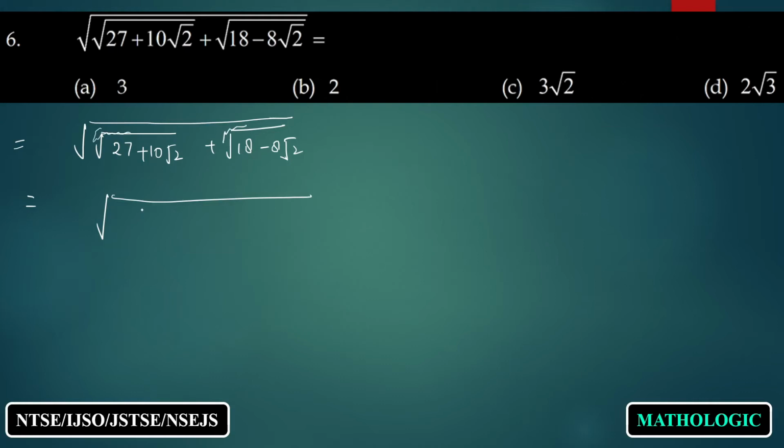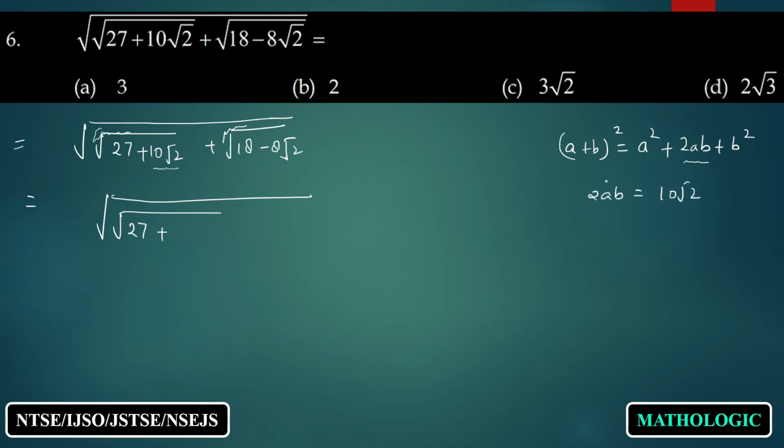We can make a perfect square inside, which means (a plus b) square and (a minus b) square. Since this is minus over here, we are going to make (a plus b) whole square here and (a minus b) whole square here. Look how can we make this? So 27 over here plus, since we know that (a plus b) whole square gives a square plus 2ab plus b square. Since this term is not a perfect square, this is equal to 2ab, which means 2ab should be equal to 10 root 2.